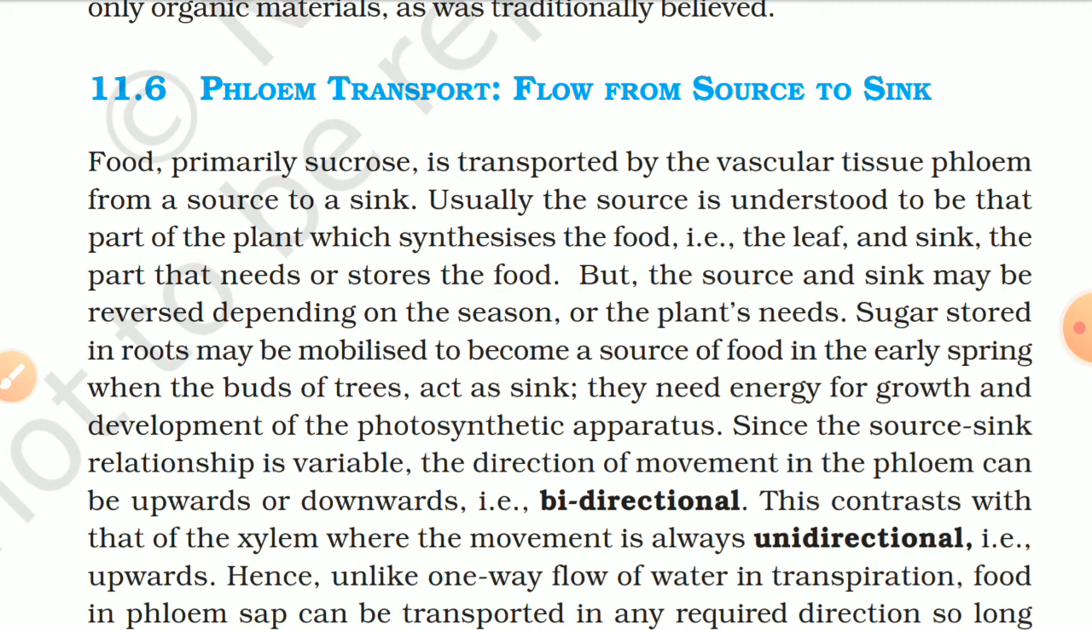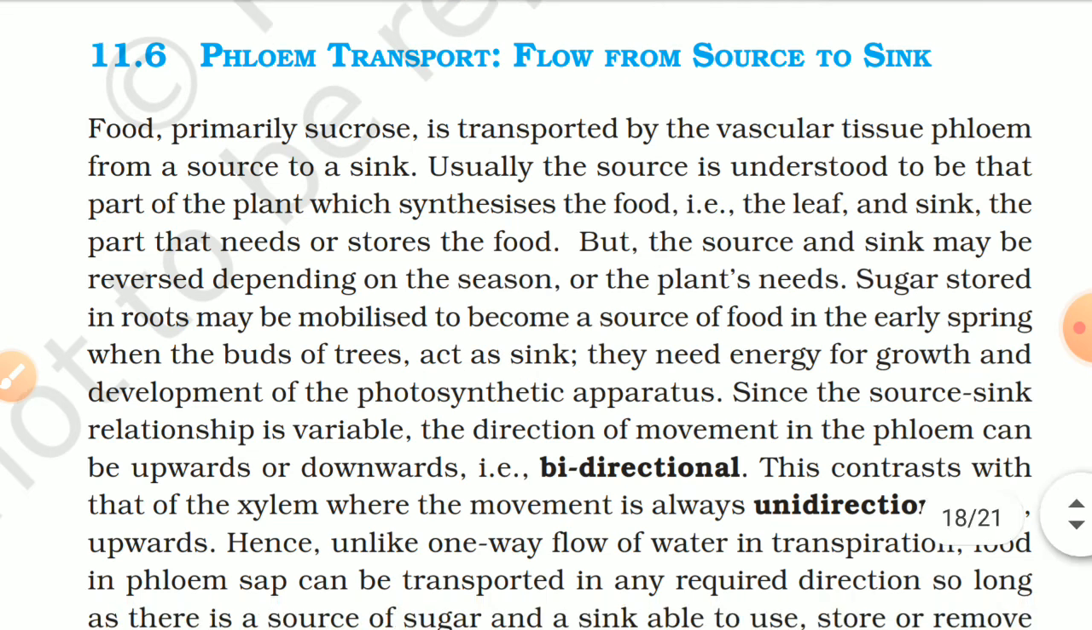Sugar stored in the roots may be mobilized to become a source of food in the early spring when the buds of a tree act as a sink. They need energy for growth and development of a photosynthetic apparatus. Since the source-sink relationship is variable, the direction of movement in phloem can be upward or downward, that is, bidirectional. This contrasts with that of xylem where the movement is always unidirectional, that is, upwards.